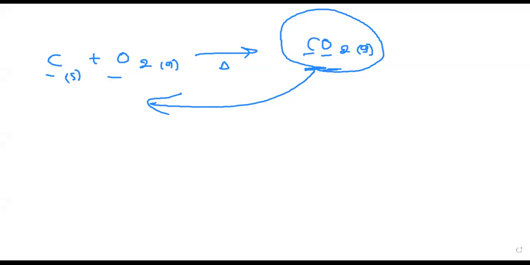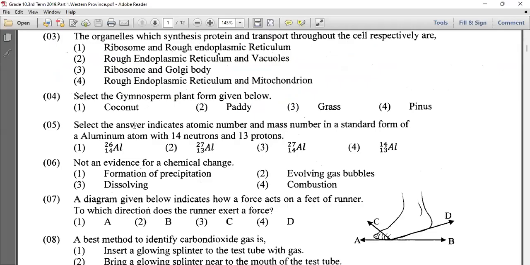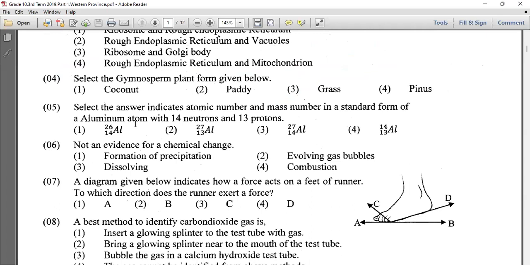A chemical reaction can release heat during the reaction, or can absorb heat and make the environment cool. Sometimes we call them exothermic and endothermic reactions. It can form a precipitation, it can explode, form sound, right? It can be a combustion. Dissolving is not a chemical reaction.